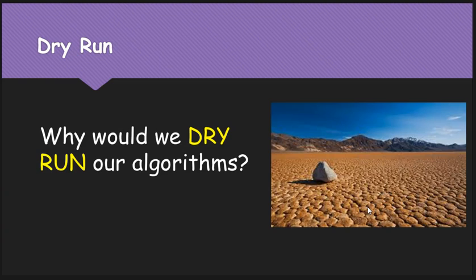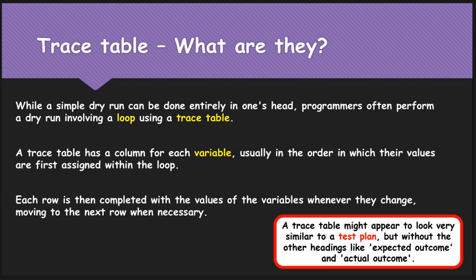Okay, so dry running. Why do we dry run algorithms? This is a question that I asked in the last lesson. The idea with dry running is to make sure that all data is correct at every single stage, and to find any errors that you need to correct. We dry run our pseudocode and our flowcharts using something called trace tables.